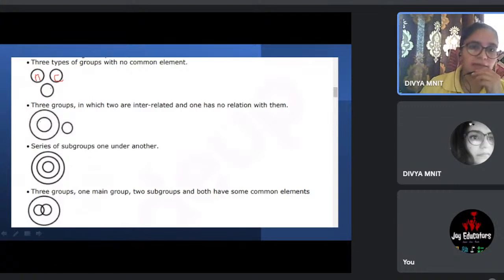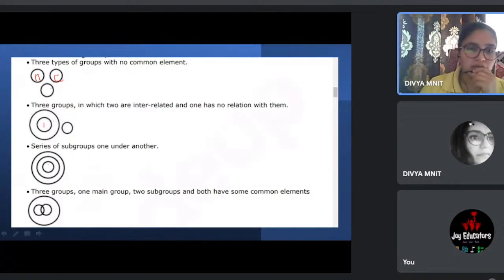In the second type, suppose the middle circle is A, the outer circle is B, and the small circle is C. Then the relation between A and B is that all A lie in B, which means all A is B. The relation between B and C is no relation, which means no B is C. The same holds between A and C: no relation.